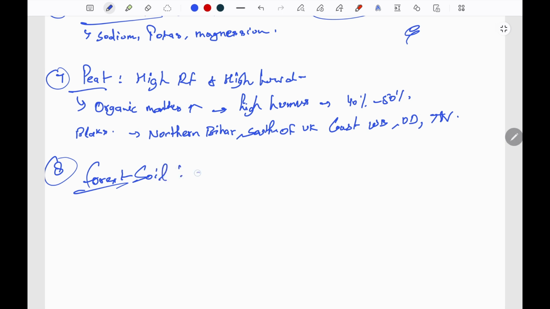Next comes the last, which is forest soil. As the name suggests, this soil is found in forest area, in mountainous regions, and this varies from region to region. So this is all from my side.